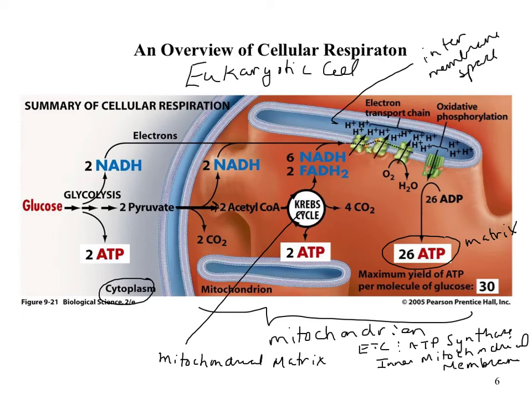If this was a prokaryotic cell, there would be no mitochondria, and so glycolysis and the Krebs cycle would happen in the cytoplasm. The electron transport chain would be embedded in the cellular membrane. The proton motive force would accumulate so that you had protons just outside the cellular membrane, in that space between the cell membrane and the cell wall, and the ATP would be produced in the cytoplasm.